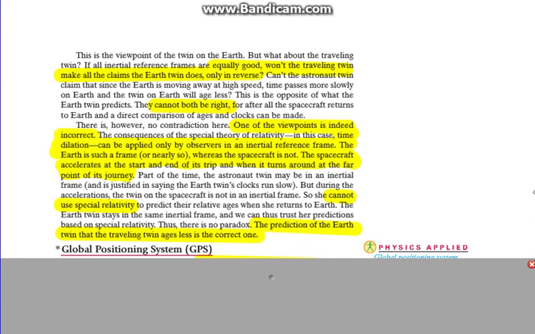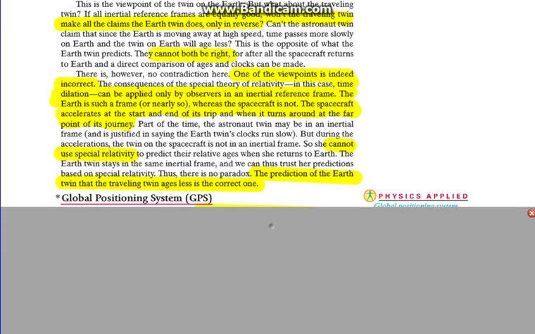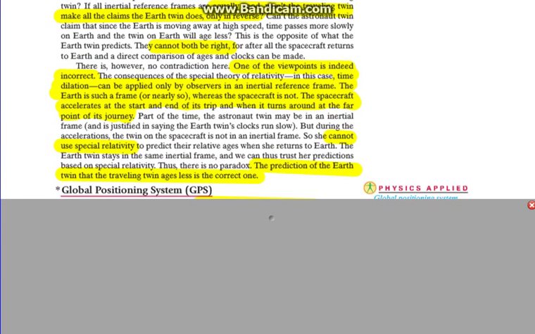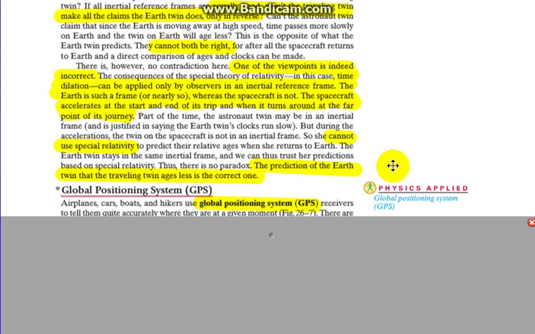Okay, that's interesting, because the traveling twin can't use special relativity all the time, because there are accelerations happening, which makes it a non-inertial frame. Okay, all right, we'll stop the video there. There's one little final thing to look at here, and then we'll be finished with the time dilation section.